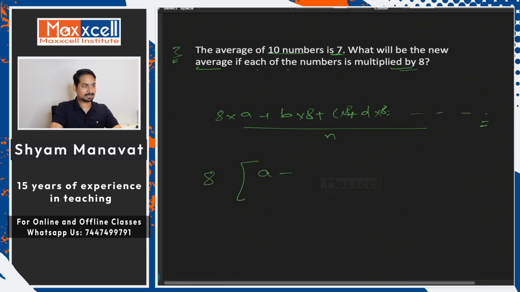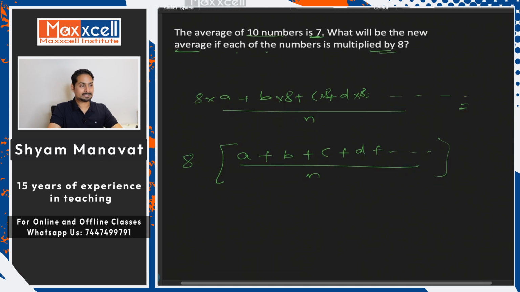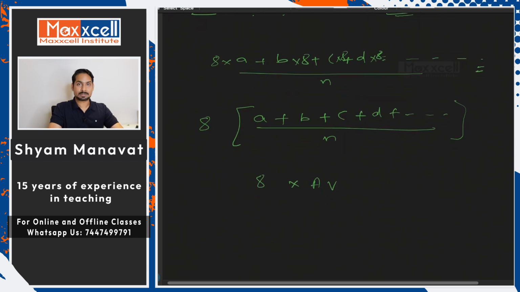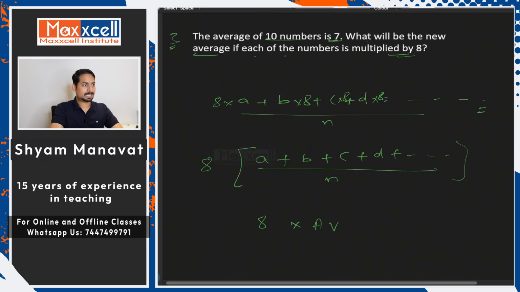And this, A plus B plus C plus D plus so on, sum of numbers by number of numerals. So sum of values by number of values. This is supposed to be your old average, correct? So the average will also get multiplied by it, right? So the conclusion is, did you understand this? Yeah. Average of 10 numbers.